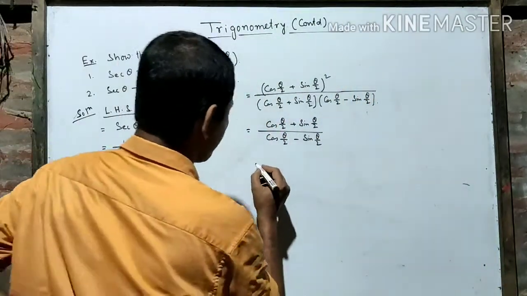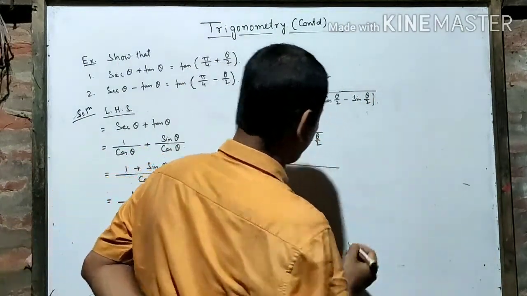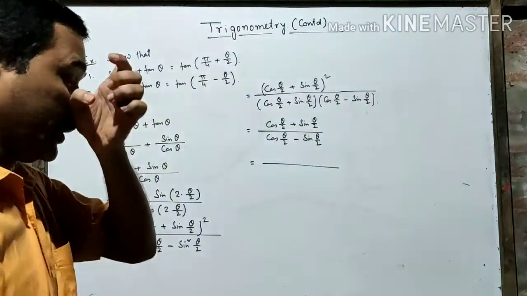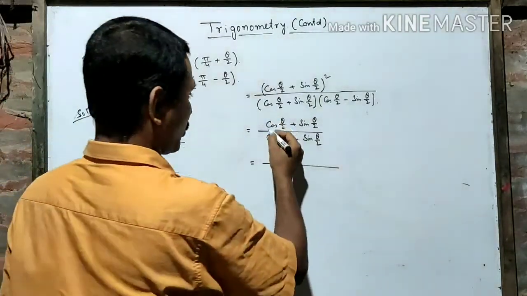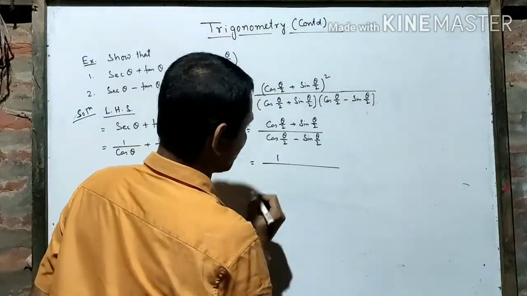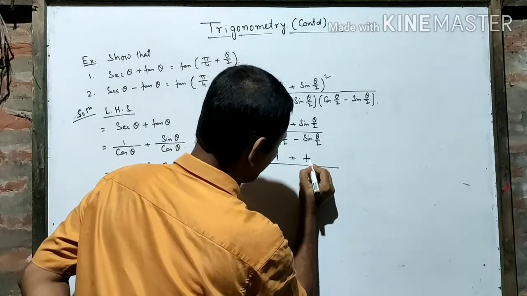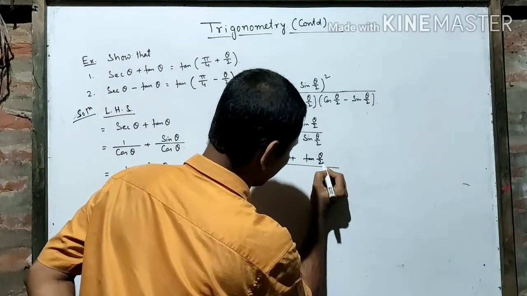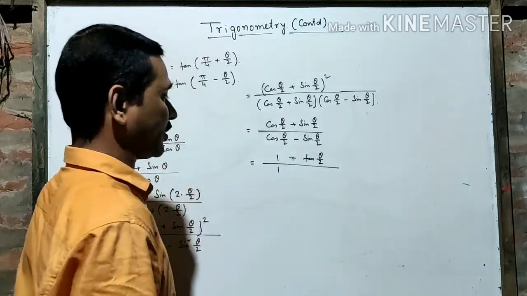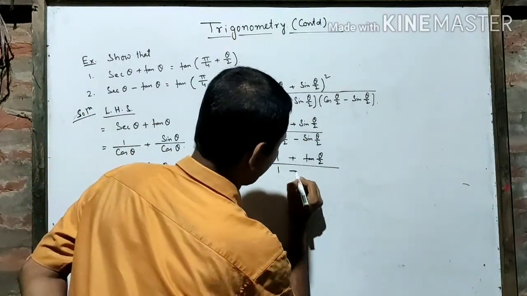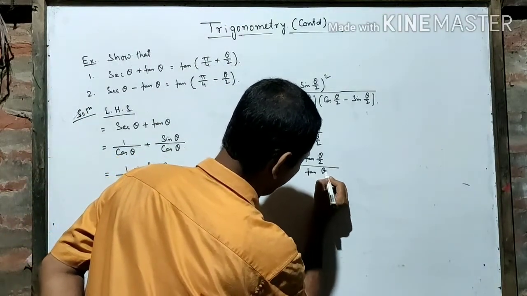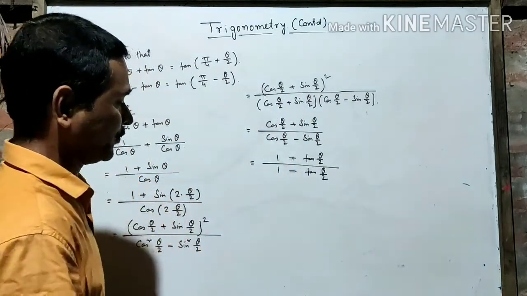Okay, so let us divide both numerator and denominator by cos of θ/2. So cos θ/2 divided by cos θ/2 is 1. Sin θ/2 divided by cos θ/2 is tan θ/2. Cos θ/2 by cos θ/2 is 1. And sin θ/2 divided by cos θ/2 is tan θ/2.